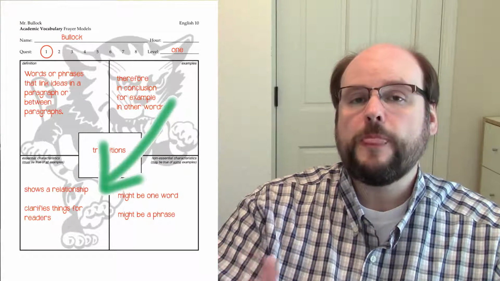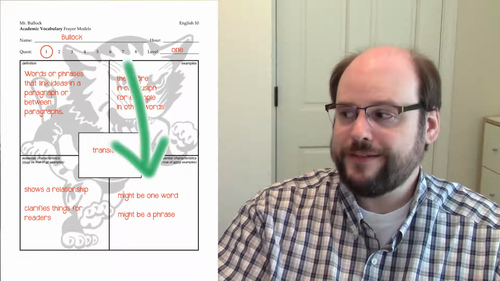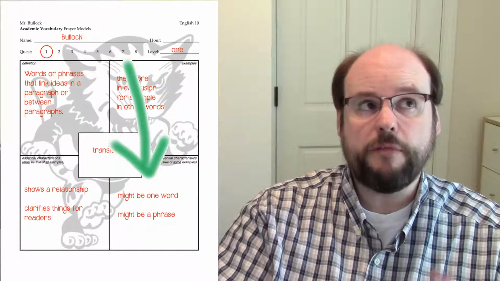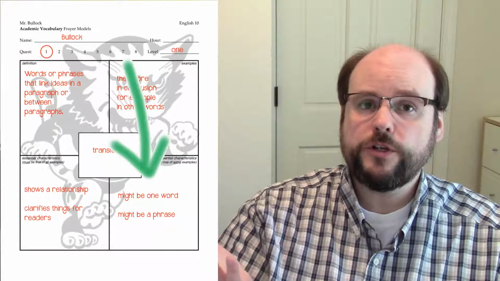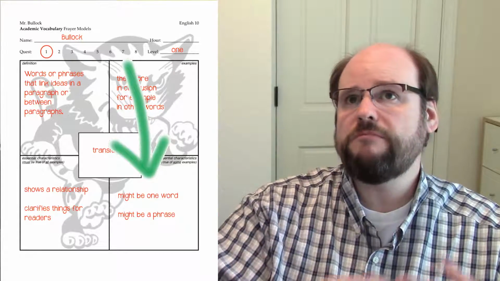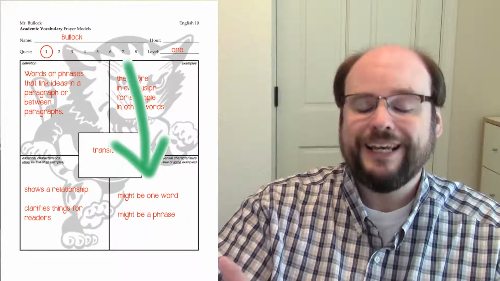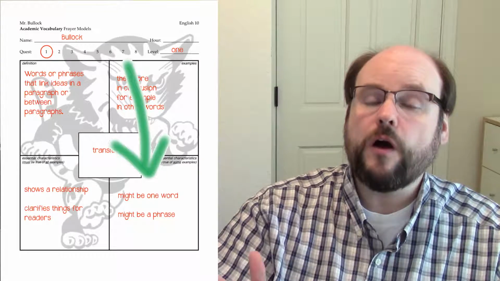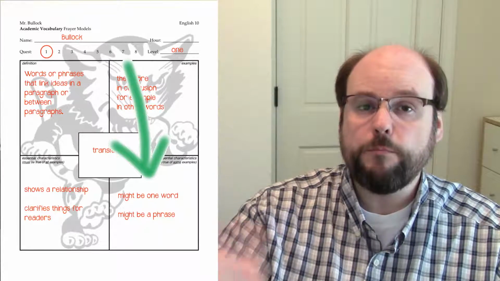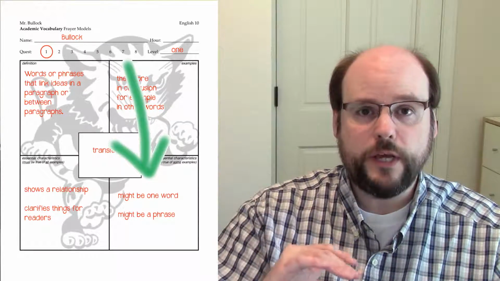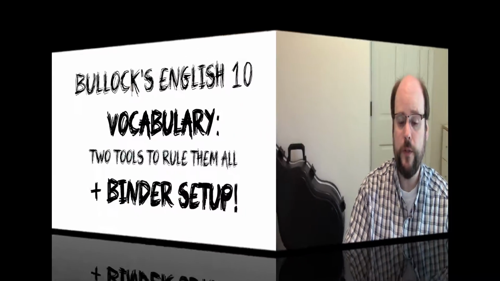You get the idea. In the lower right-hand corner then is some of the non-essential characteristics, things that might be true about your term or examples of your term, but not necessarily true. So for example, sometimes transitions are phrases, and sometimes they are single words, but they're not always one or the other. Those are non-essential characteristics.